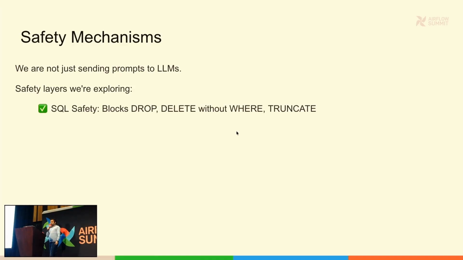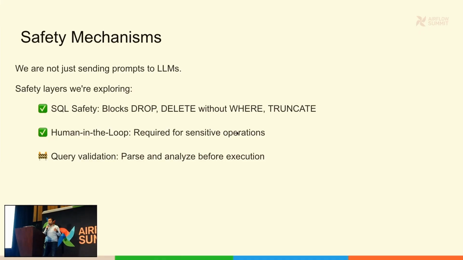So, safety layers that he's exploring, apart from the drop and delete that we just talked about: human in the loop, as a separate operator that you could use, or part of the same operator itself. You can imagine an LLM schema change operator, whatever name you put in, that can detect that this asset is probably critical to your operation or contains sensitive data, and can require some sort of human in the loop operation from the users. Query validation, like there will be some parsing and analyzing.